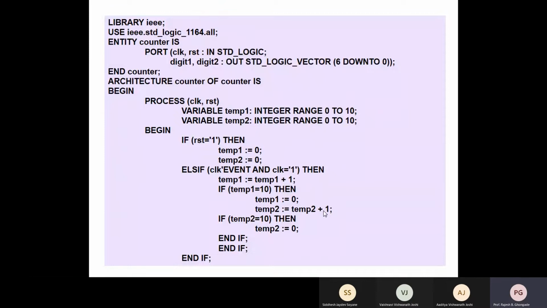So after 10 clock cycles, what will happen? Temp1 will be equal to 0 and temp2 will be incremented to 1. So after 10, it will be 11. If that again overflows, equal to 10, in that case temp2 is again made equal to 0. As we have said, this counter runs from 0 to 99 back to 0. So the overflow of the counter is not there. What we are doing is resetting it back to 0, starting the count from 0 again. End if.